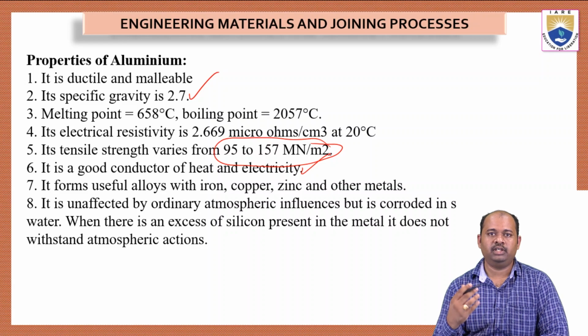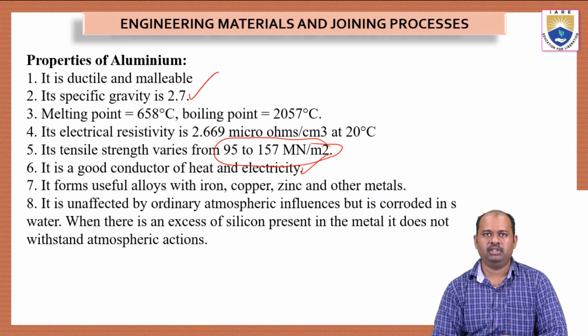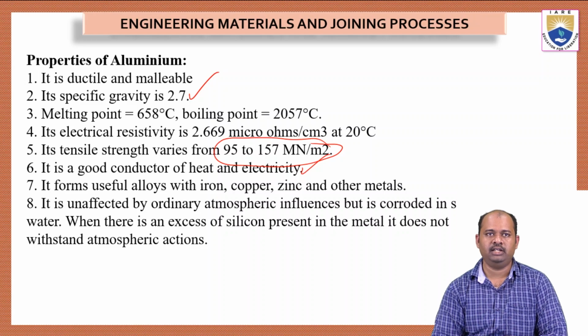That is why most of the power cables in our streets are made of aluminum, because it has very good electrical conductivity. It forms useful alloys with iron, copper, zinc and other metals, which we are going to see in the later slides. And it is unaffected by ordinary atmospheric influences, but it is corroded in seawater.